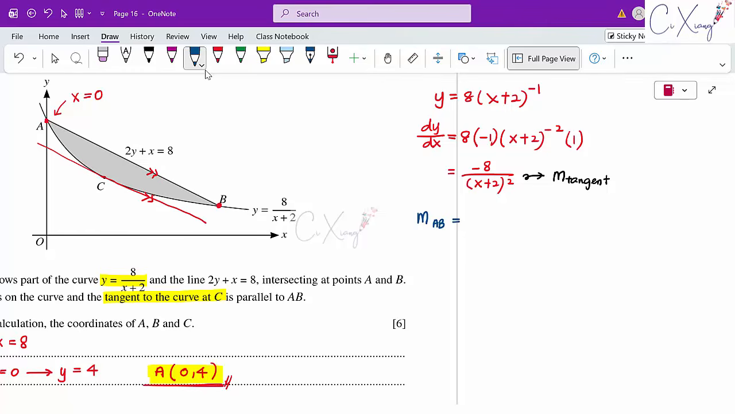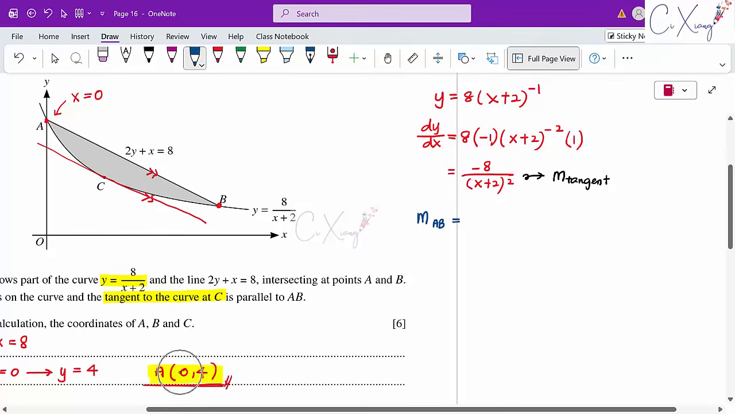So just recall, A is (0, 4). Recall that the coordinate for B basically is (6, 1). To find the gradient between A and B, you can use the formula (y1 minus y2) over (x1 minus x2). So I use (4 minus 1) divided by (0 minus 6). And what value do you get for the gradient of AB? It should be negative half.